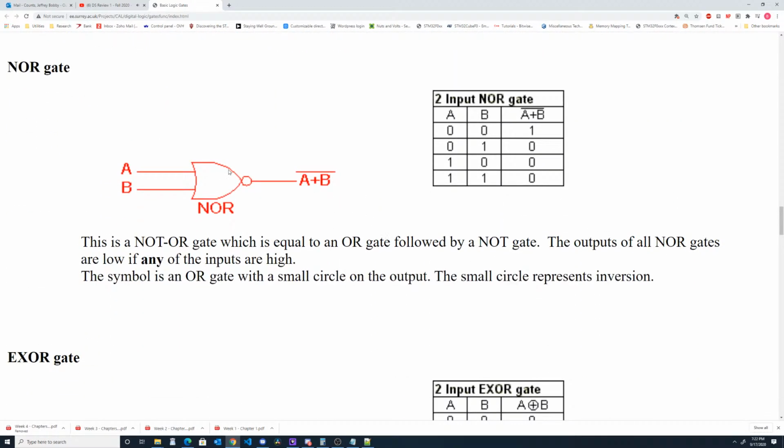NOR gate, it's like the OR gate, but inverted. See, we have an OR gate here with an inverter. So if A and B are both 0, you get a 1. Else, you get all zeros. If one of my inputs is a 1, I get a 0. So it's the opposite of the OR gate.